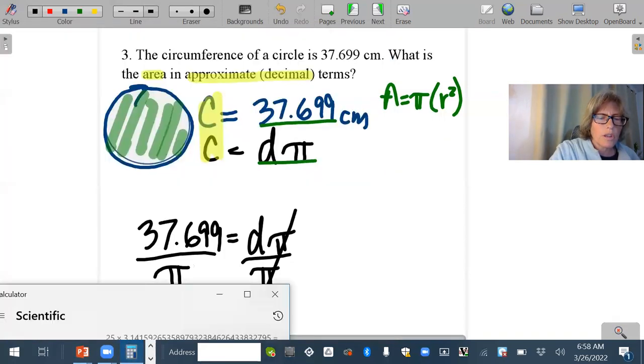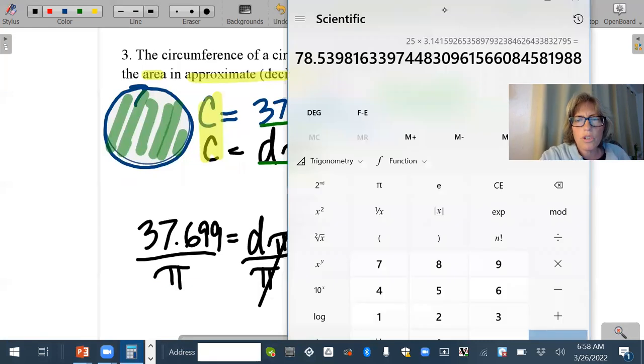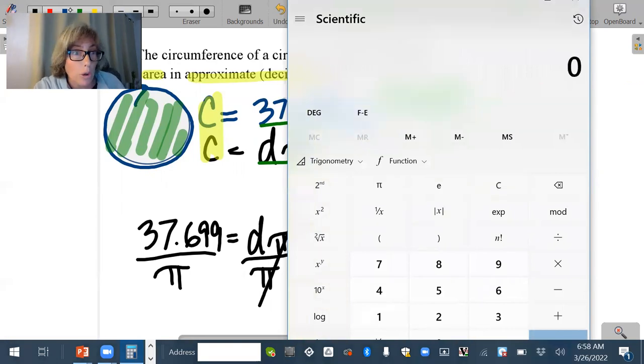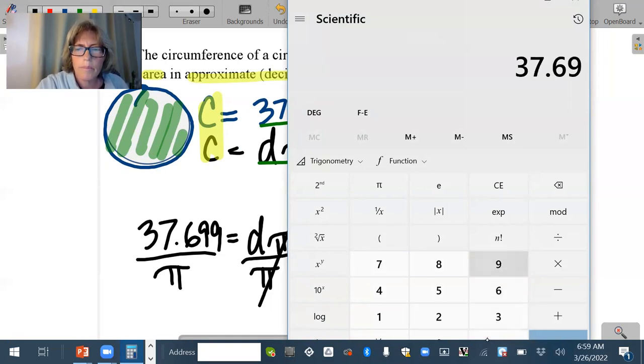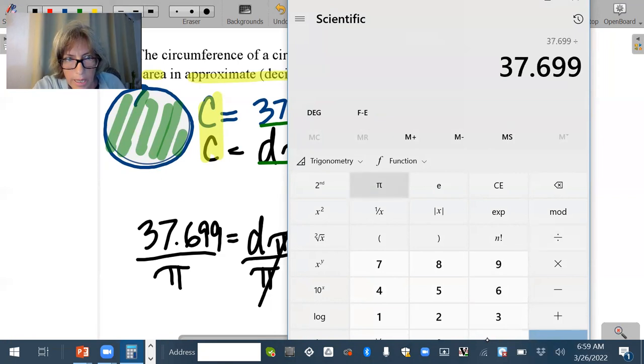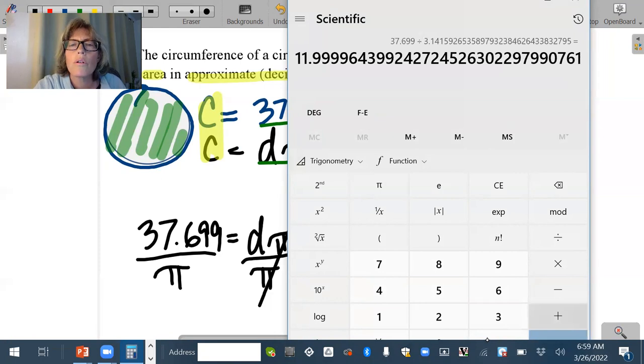Now I want you to actually do this on your calculator so you can see it. Don't just watch the video. It's important you're doing this on your own calculator so that you know how to use it. Calculator, not cell phone. Ready? So we're going to go 37.699, and we're dividing by that pi key, preferably the pi key, not 3.14. Notice you're getting 11.99999. Obviously, we're going to round, because that's really close to the whole number of 12.